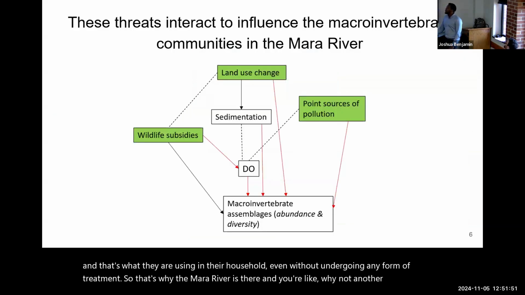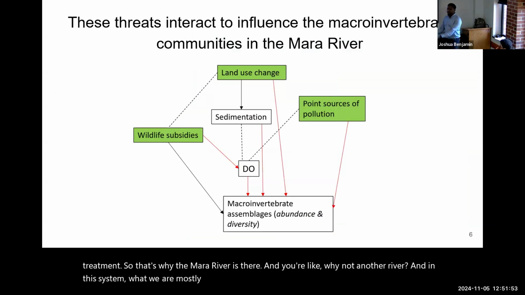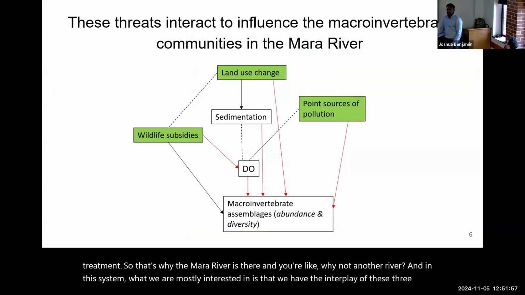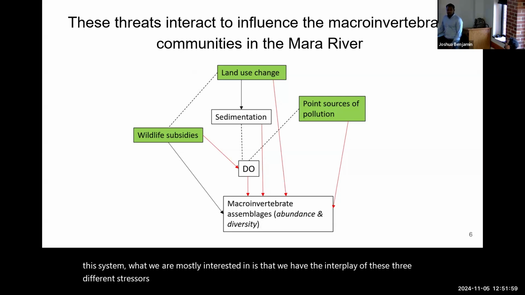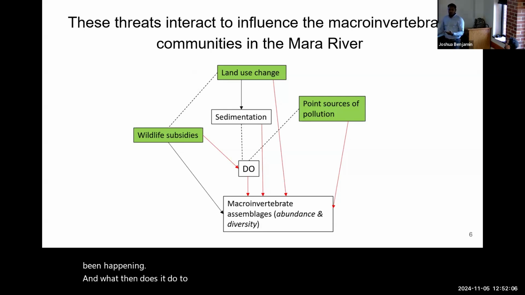And in this system, what we are mostly interested in is the interplay of these three different stressors. Land use is really a thing in this catchment. It's documented. It's been happening. And what then does it do to this river, this aquatic system of the Mara River?